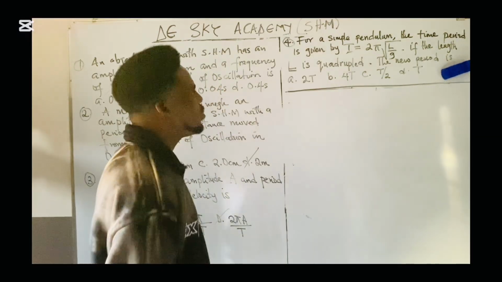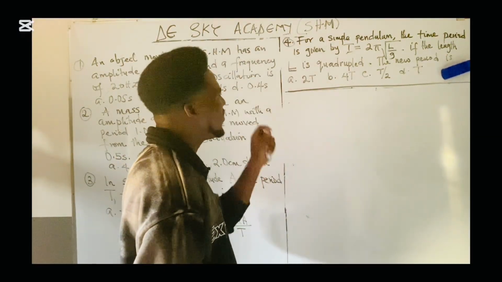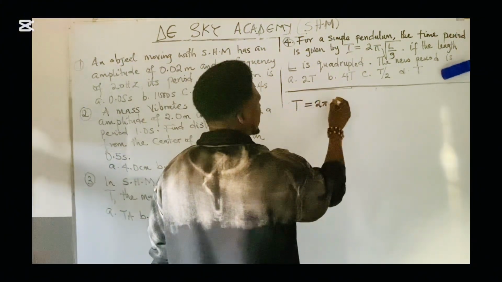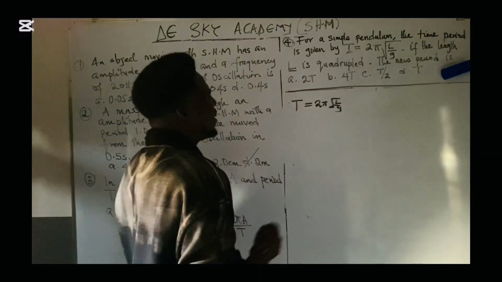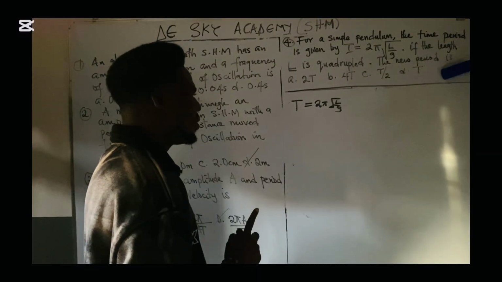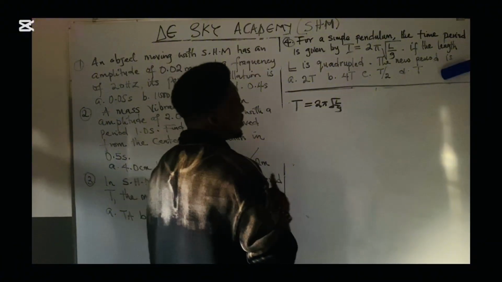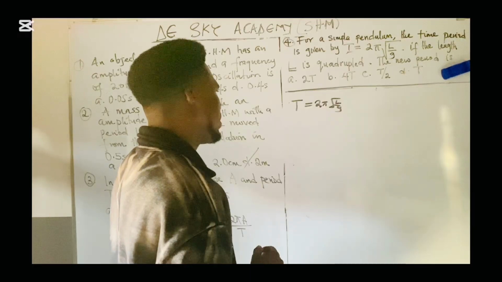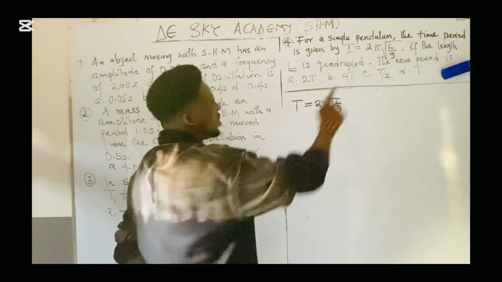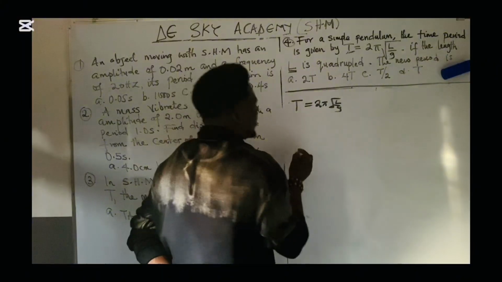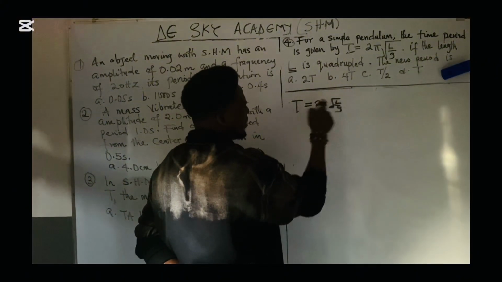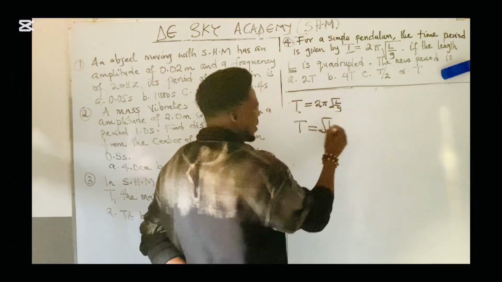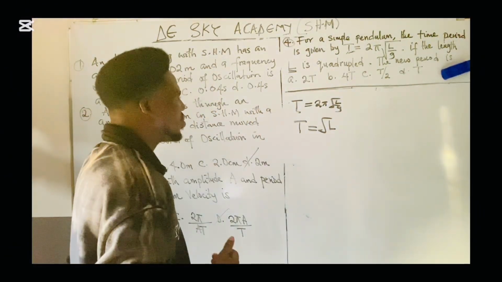Alright, question number 4. They said for a simple pendulum, the time period is given as T equals 2 pi square root of L over g. If the length L is quadrupled, the new period is dash. What does it mean? How do you solve it? What did they mention? They mentioned period, they mentioned length. That means the relationship between period and length is that period is proportional to square root of L.